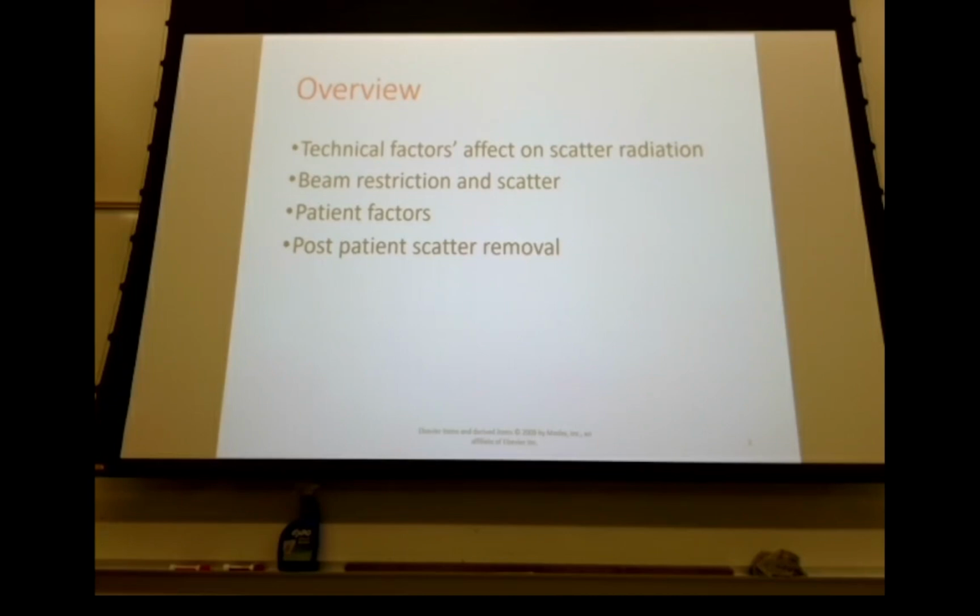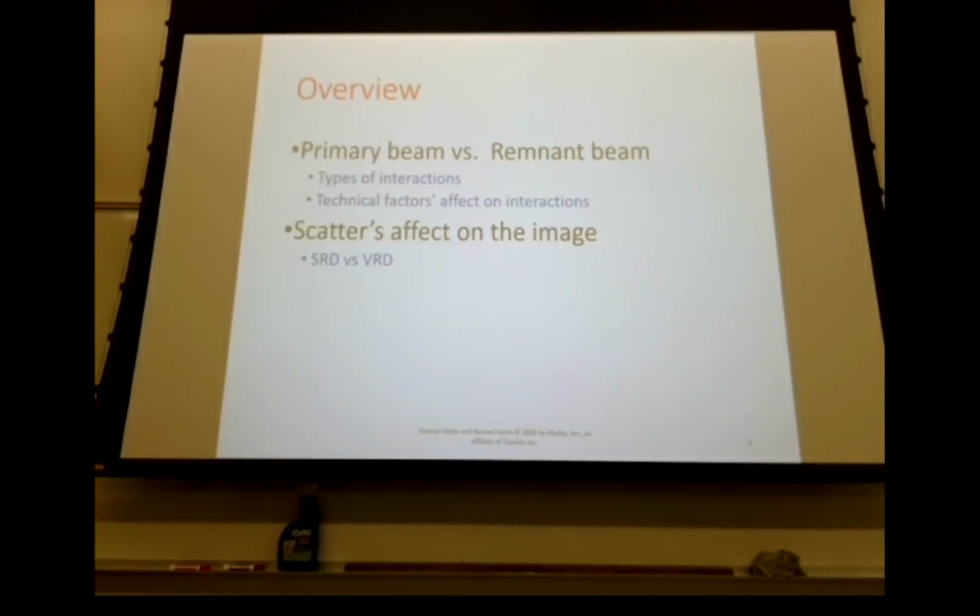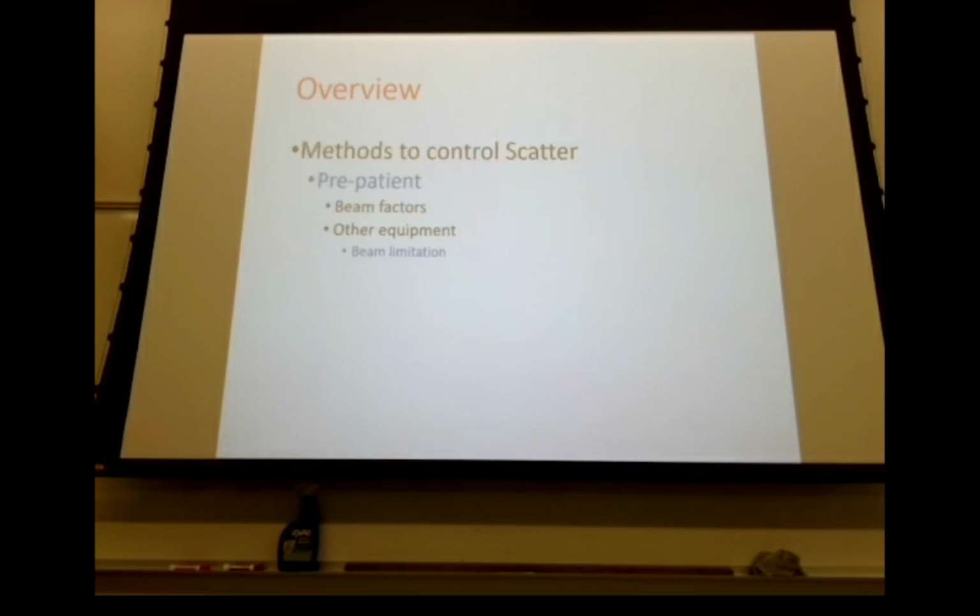So we'll talk about the patient factors, and those are going to be the type of tissue, the volume of tissue, the thickness of tissue, and, going back to beam restriction, the volume laterally as well. So it's not just the depth of the tissue, but how much tissue we irradiate overall. And then we'll talk about post-patient scatter removal and the implications of that on patient care, patient dose, and also our technique. We'll talk about the primary beam versus the remnant beam, the type of interactions, and retouch on the technical factors' effects on those interactions. Again, we'll compare, and we just came through this, sharpness and recorded detail with visibility.